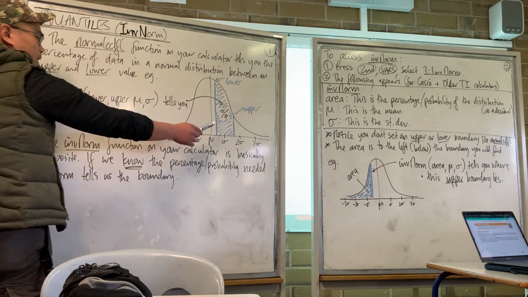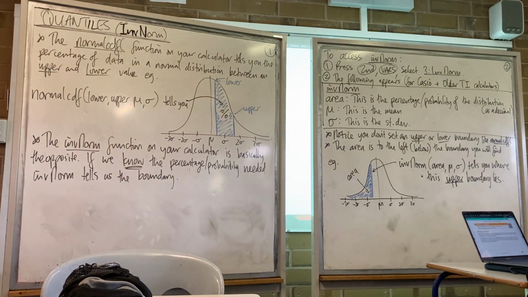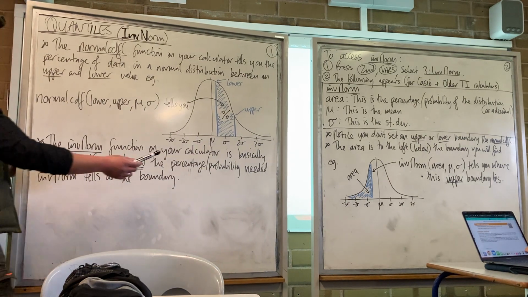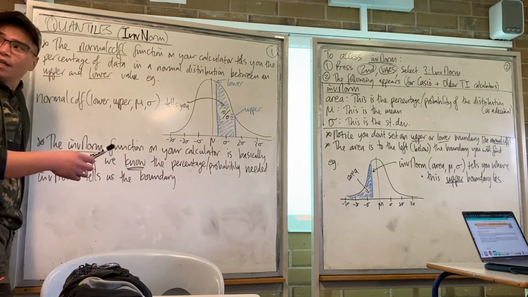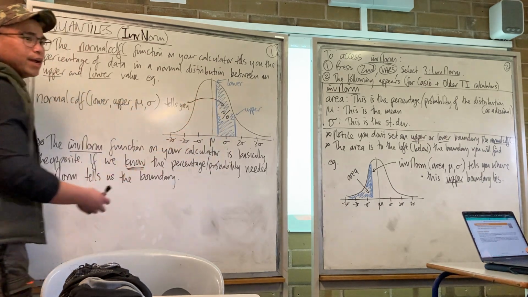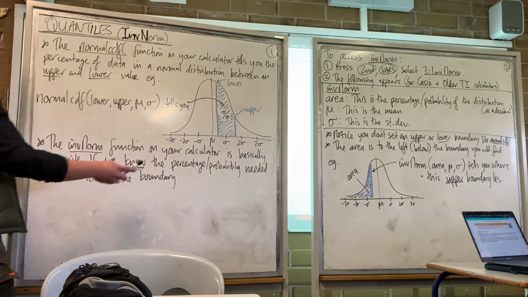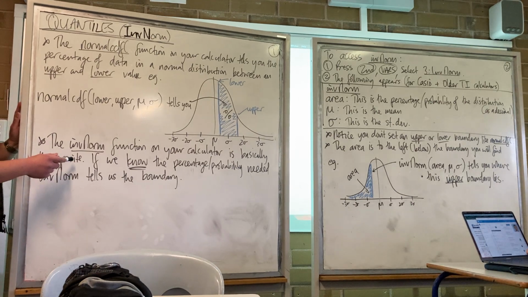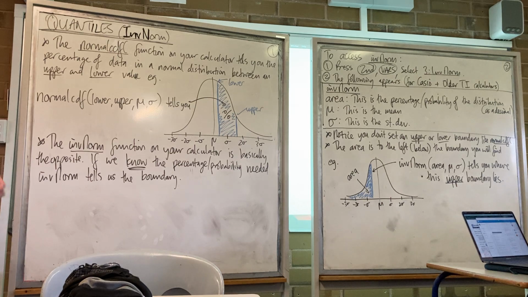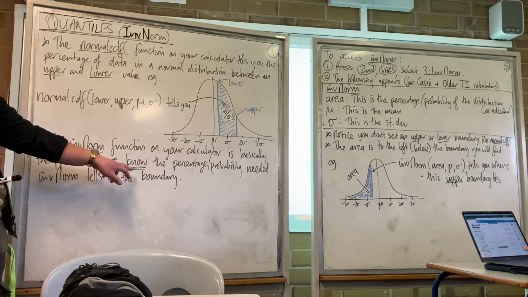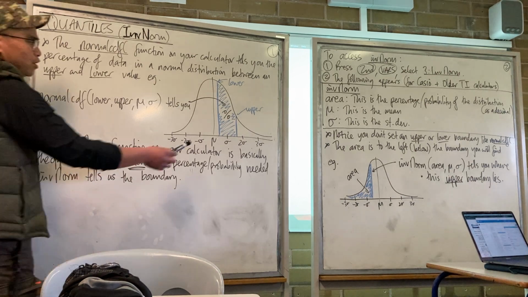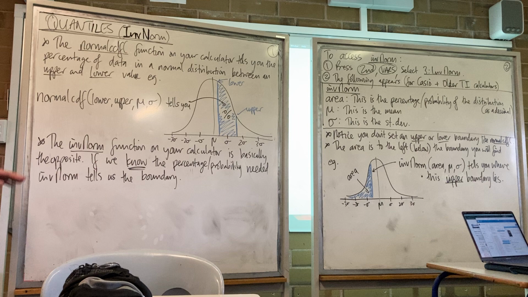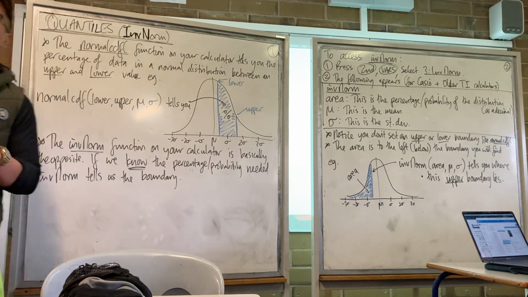This is a diagram here of what normal CDF finds. It tells you how many percent is shaded in this area that sits between a lower and an upper boundary. That is what normal CDF is finding for you. Inverse normal, on the other hand, is like the opposite of that. With inverse normal on your calculator, we know the percentage, and I want to know where the boundary sits. That's what inverse normal does.